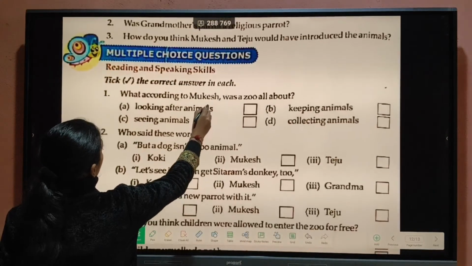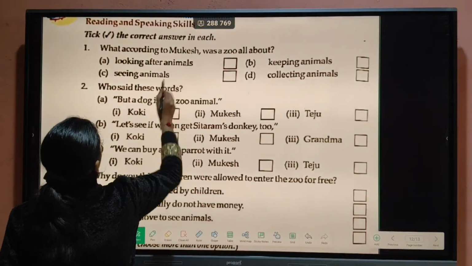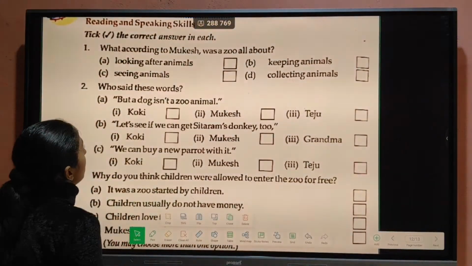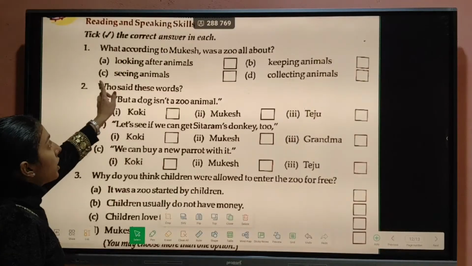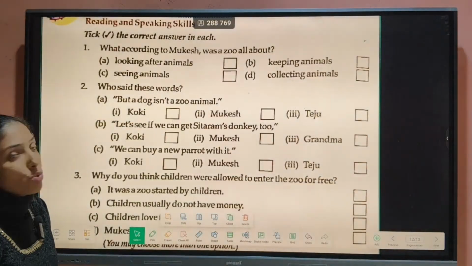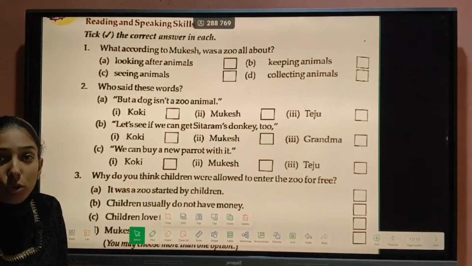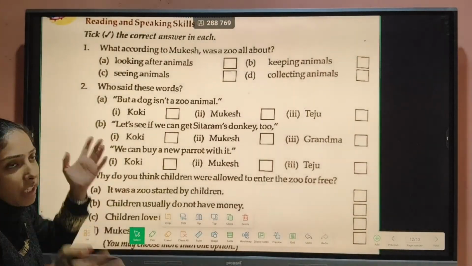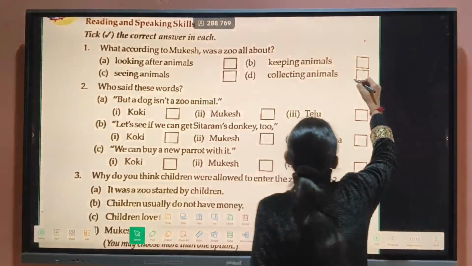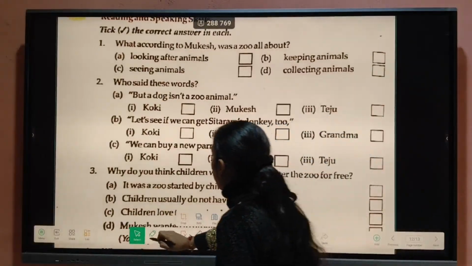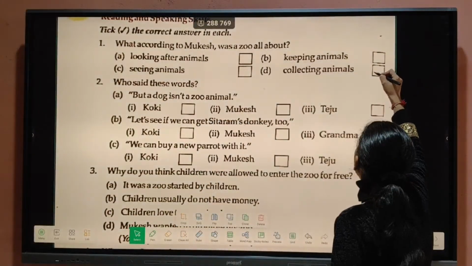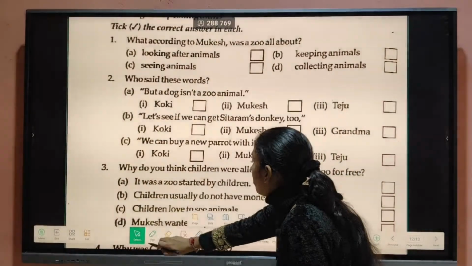See, multiple choice questions. Pick the correct answer in each. What according to Mukesh was a zoo all about? It is a collection of animals. So the correct option will be D part, collection of animals.